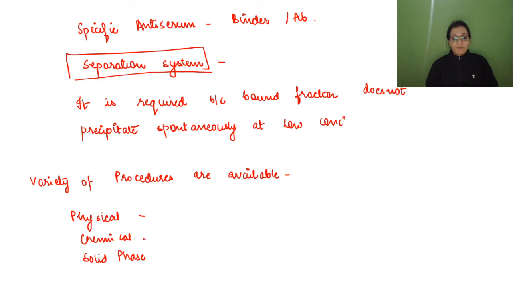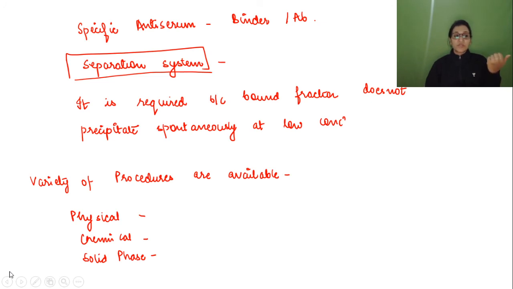So when we are saying physical, chemical, and solid phase, in physical, the separation system used is filtration, then chromatography, electrophoresis, and charcoal dextran adsorption. These come under physical. Then for chemical, organic solvents such as ethanol, dioxane, polyethylene glycol, or salts such as sodium, zinc, and ammonium sulfates are used. So this is how the separation system is developed.